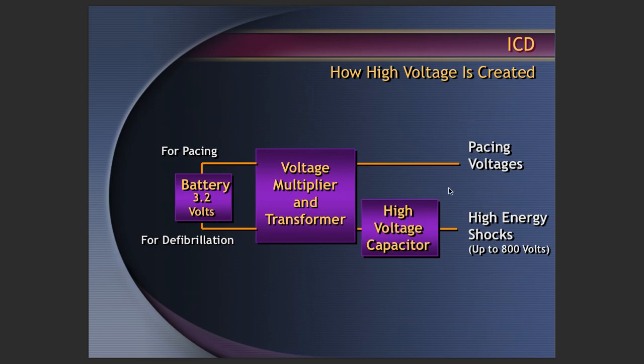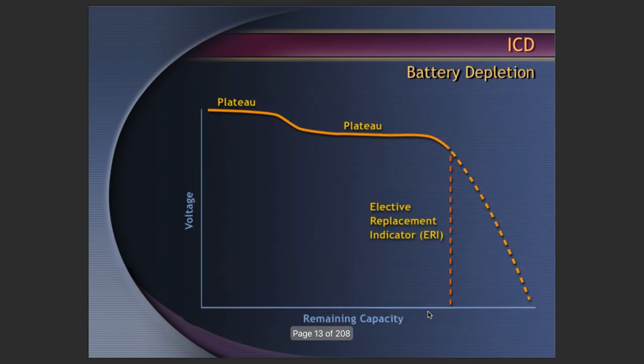So we can see it over here, and this is how, see, one thing is, using the voltage amplifier, pacing voltage is applied. However, when much higher energy is needed for the shock, for example up to 800 volts, it is with the usage of the high voltage capacitor, in fact.